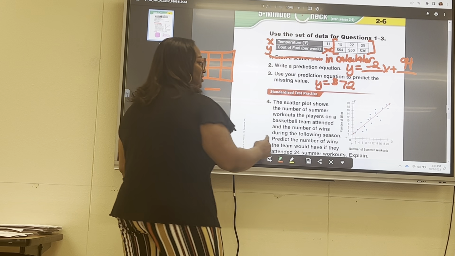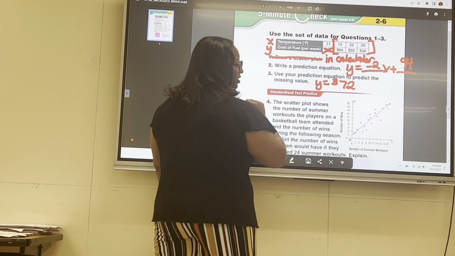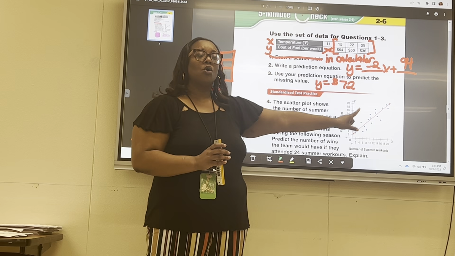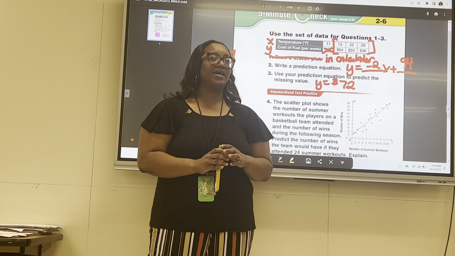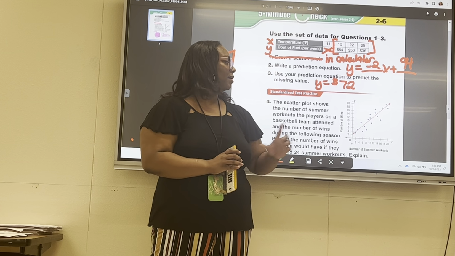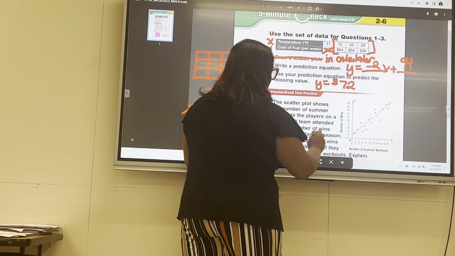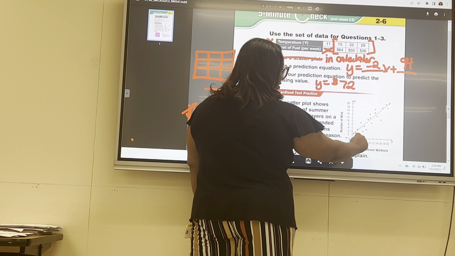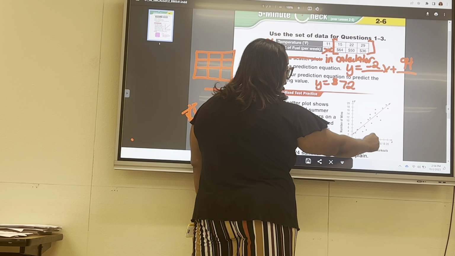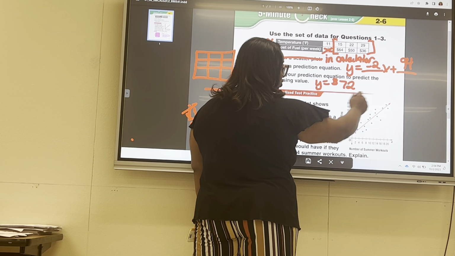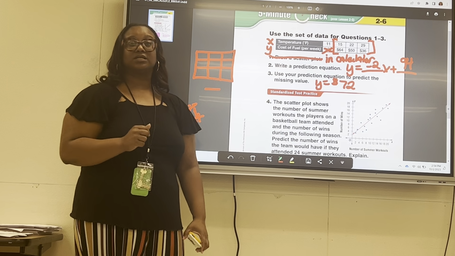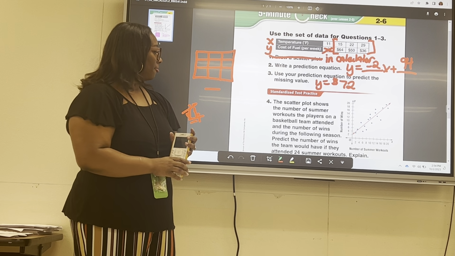So based on this data, well, let me ask you this question. Is this a positive or a negative correlation of data? Positive. This is a positive correlation. How do I know it's positive? Because as my number of summer workouts increase, the number of games that I should win is also increasing. So that's a positive relationship.